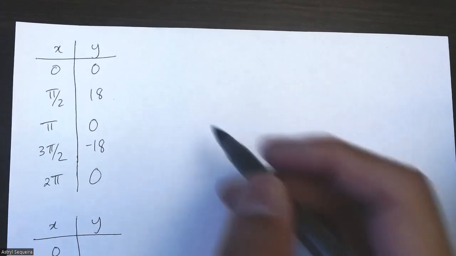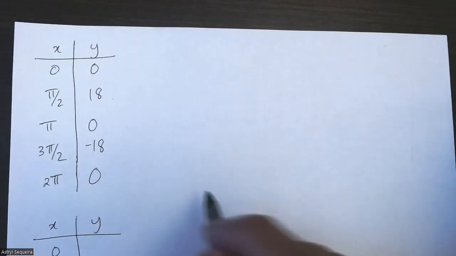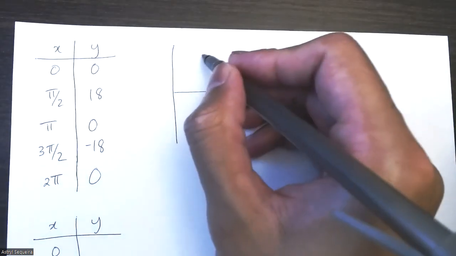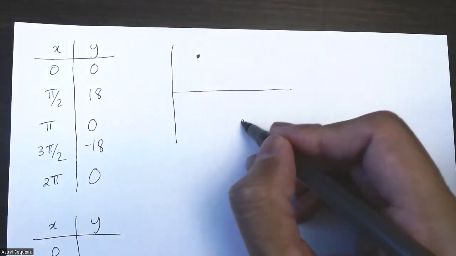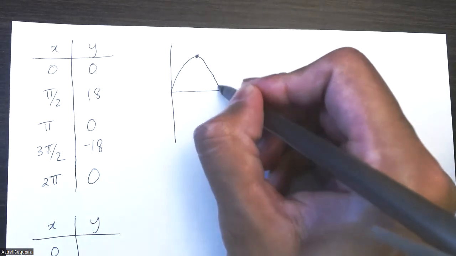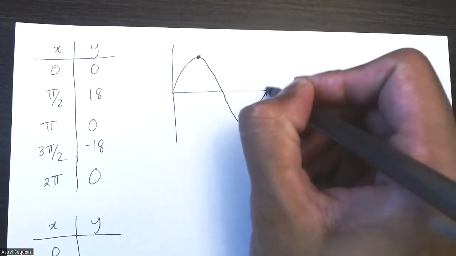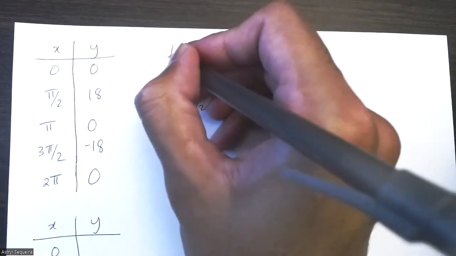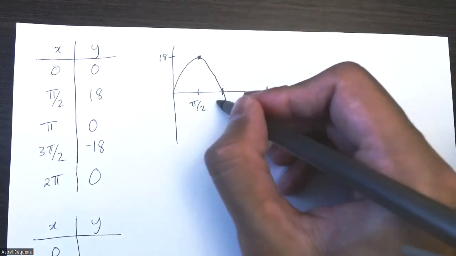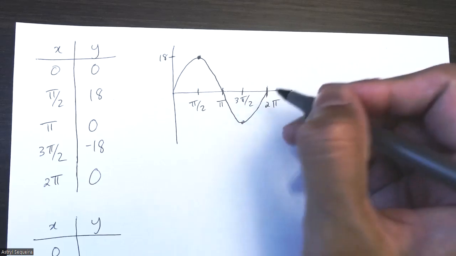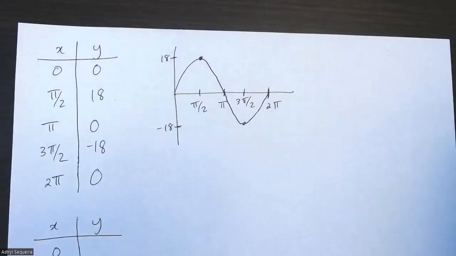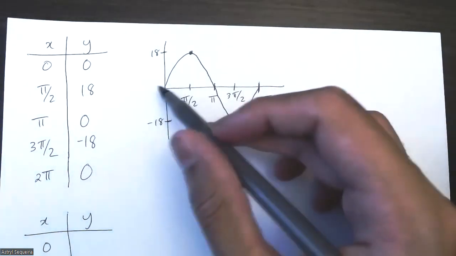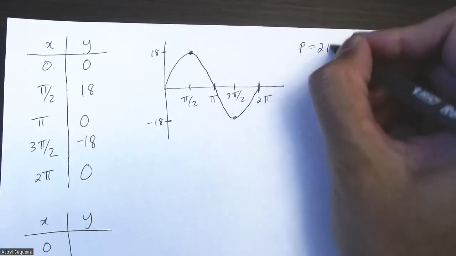So now that we know this, we can do a quick sketch of this. My maximum at 18, my minimum at negative 18. So it kind of just looks like that. This is 2 pi over here, pi over 2 and 18, it's pi, 3 pi over 2, and then that's negative 18. So we can tell over here that our period is 2 pi.